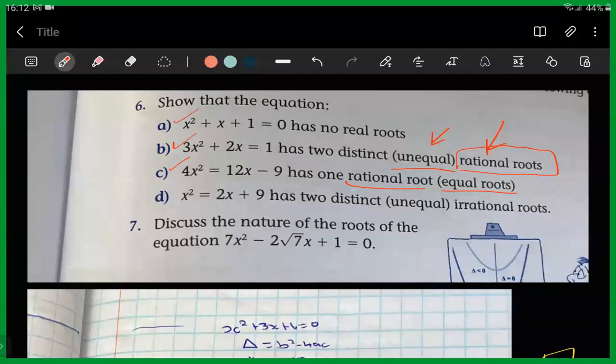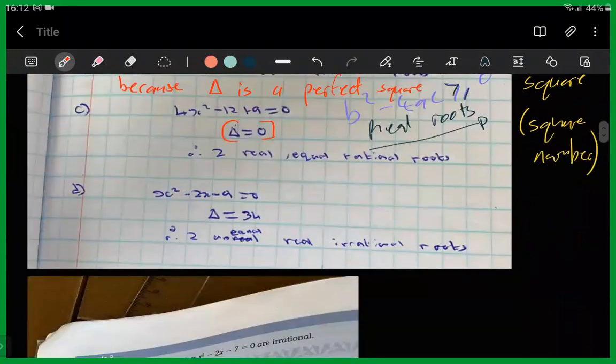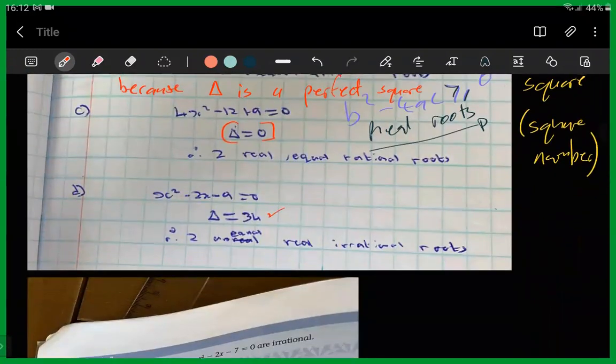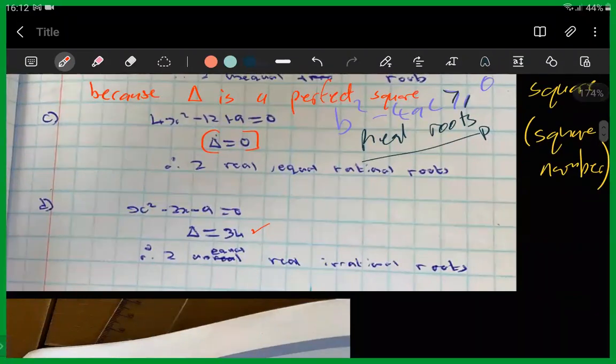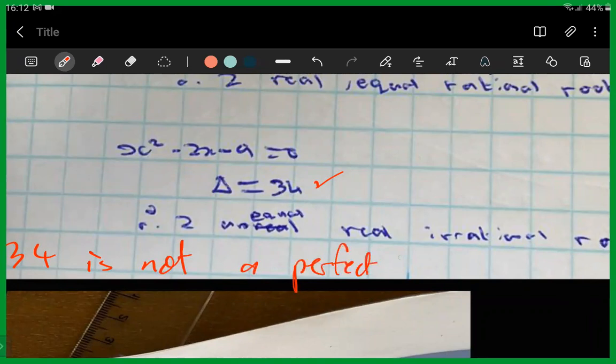For D, it says we should show that this equation has two distinct unequal irrational roots. With this one, you found out that delta is equal to 37. Here, if you can add a reason, it will help you in the long run, because you will then know why you were doing what you're doing. So here we can say 37 is not a perfect square.